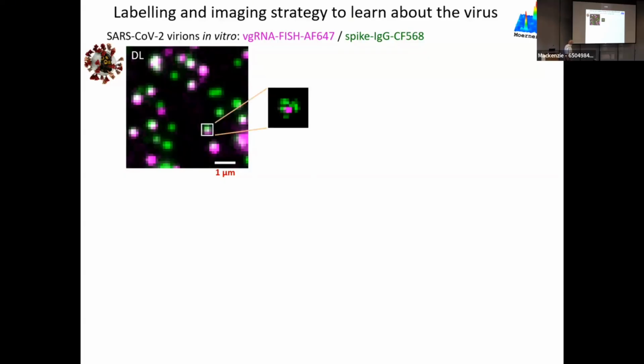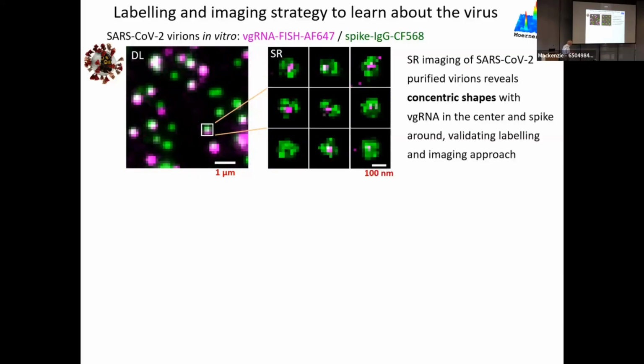But if you now go to super resolution and look at just one of them, you begin to see interesting structure. And here's multiple copies of that. Notice this is a 1 micron scale bar. This is a 100 nanometer scale bar. So the super resolution shows a lot more detail. And you see these concentric structures. The inner part is the magenta. That's the viral genomic RNA inside that virion, like I showed. And the spike is around the outside. So that's just showing we're basically able to do this in a reasonable way with a certain amount of resolution, down to, well, let's say 20 to 40 or so nanometers.